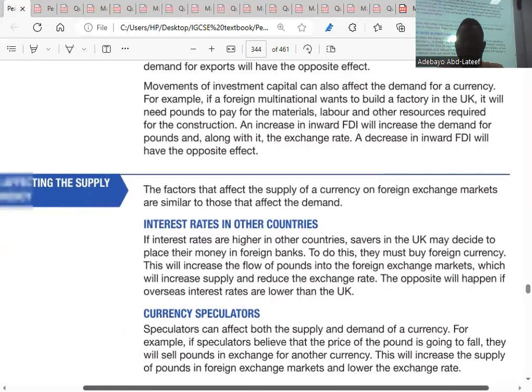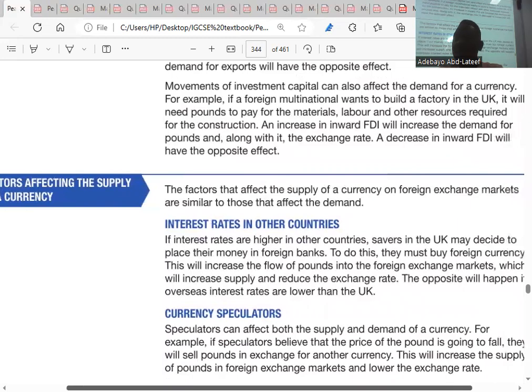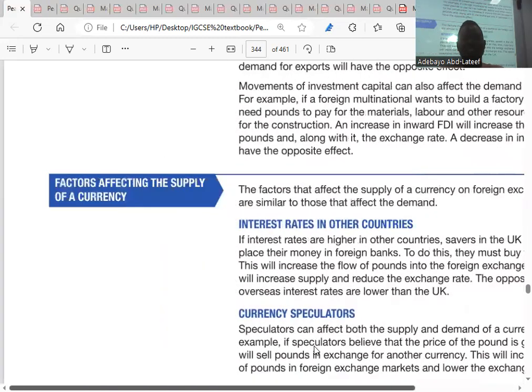So the exchange rate depends on the demand for and the supply of your currency. Demand for your currency and the supply of your currency determines the exchange rate. So if the dinar is more needed, the value of the dinar would rise, would appreciate. What about the supply? Now we talk about supply. So now, factors affecting the supply of the currency.